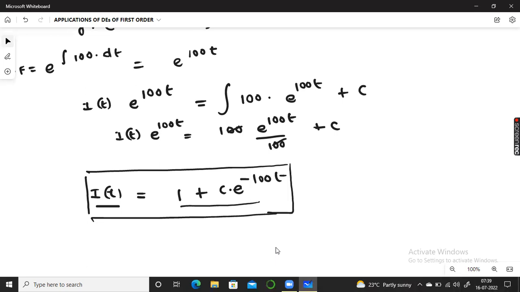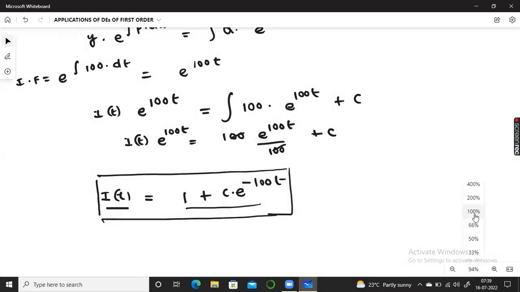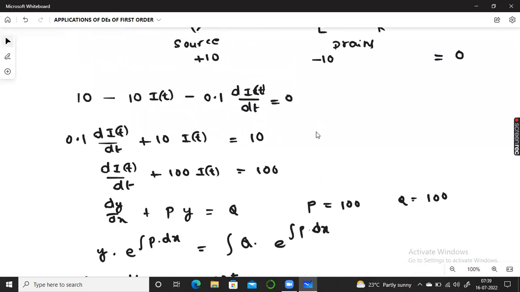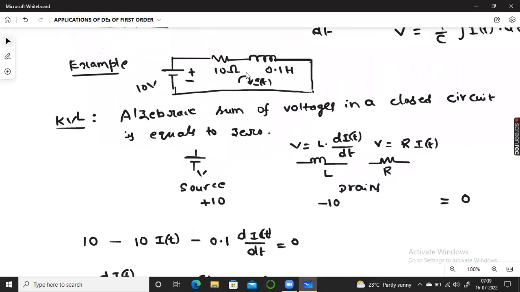Once again, I will summarize, because as a mathematician, these electrical things are definitely new, I can understand. So only a few things we have to understand. Firstly, when the circuit is given, you should know how to form a differential equation. For that, one law I have applied, that is called Kirchhoff's voltage law.